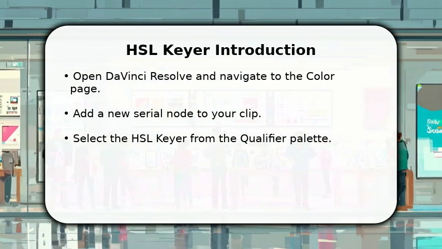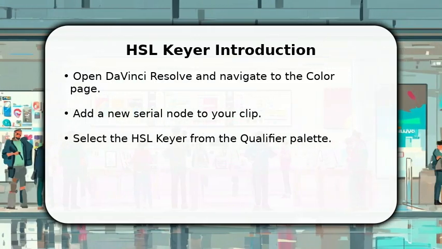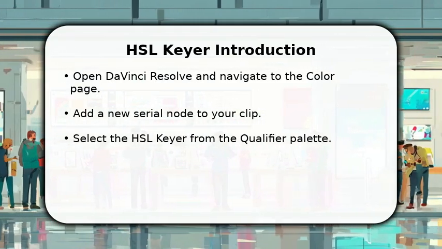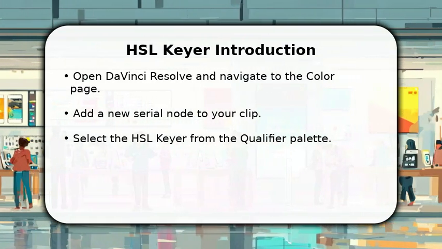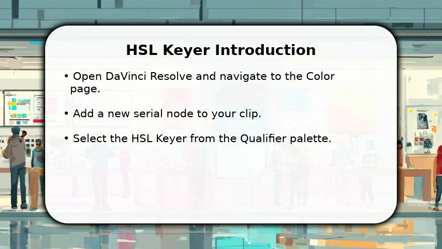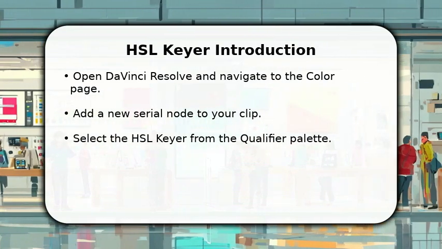Next, locate the qualifier palette and choose the HSL Keyer. Grab the eyedropper tool and carefully sample the specific color you wish to key out from your footage. This initial step is crucial for a clean starting point, so take your time to select accurately.